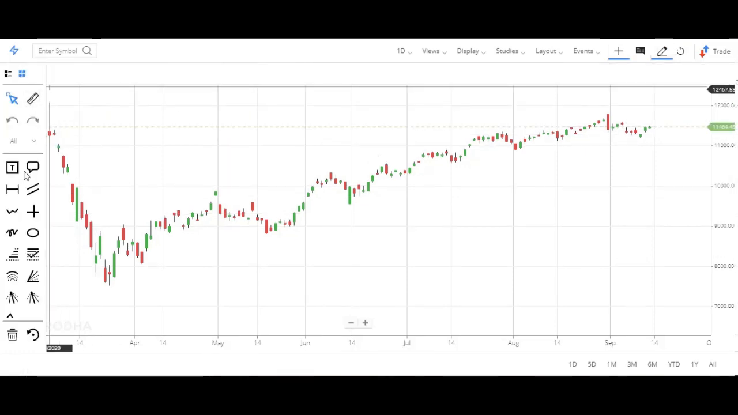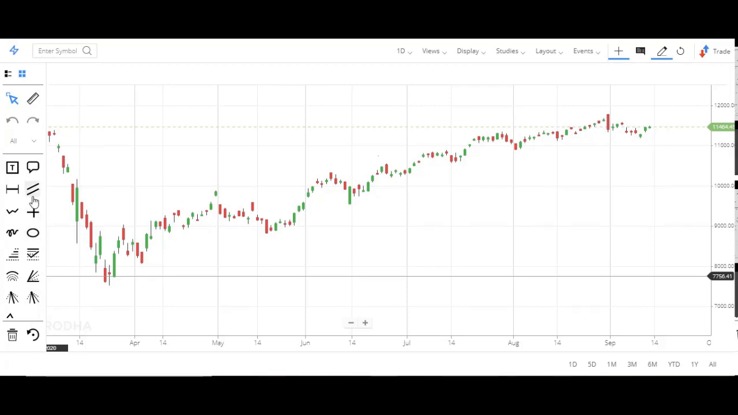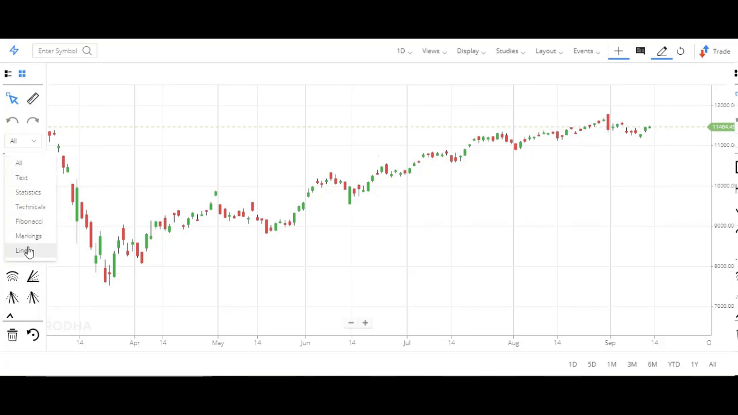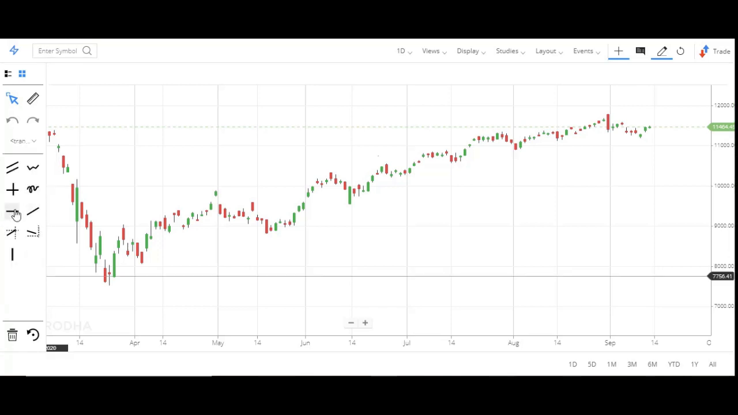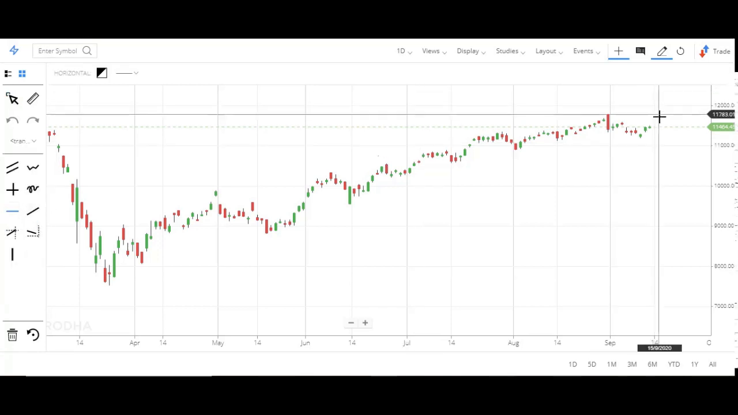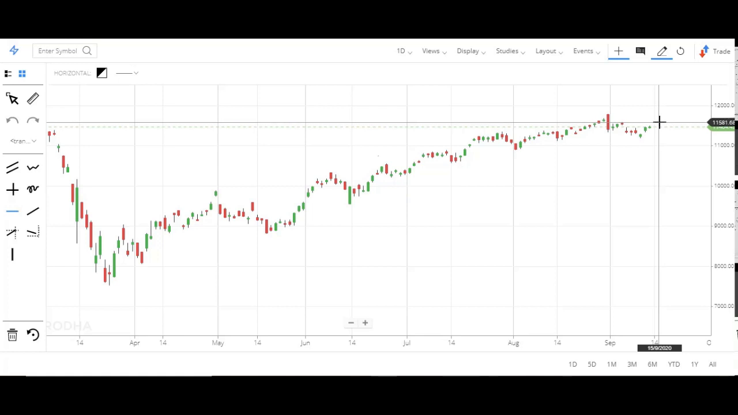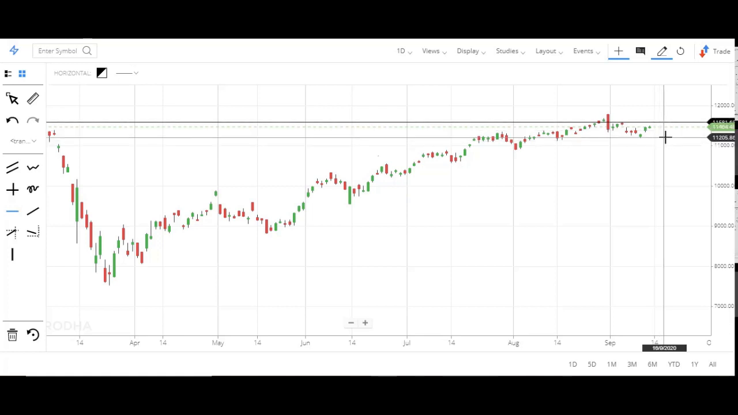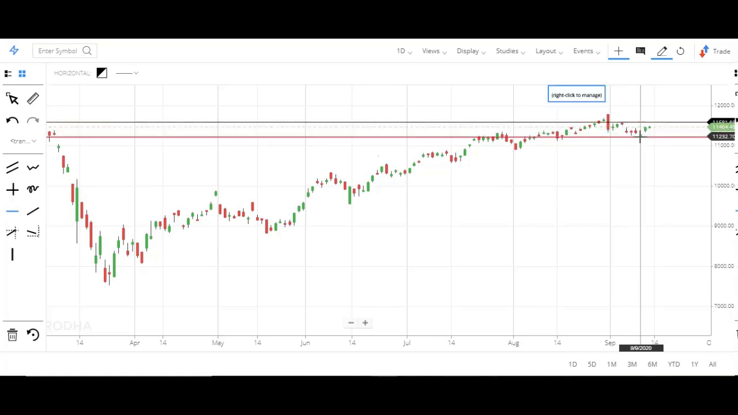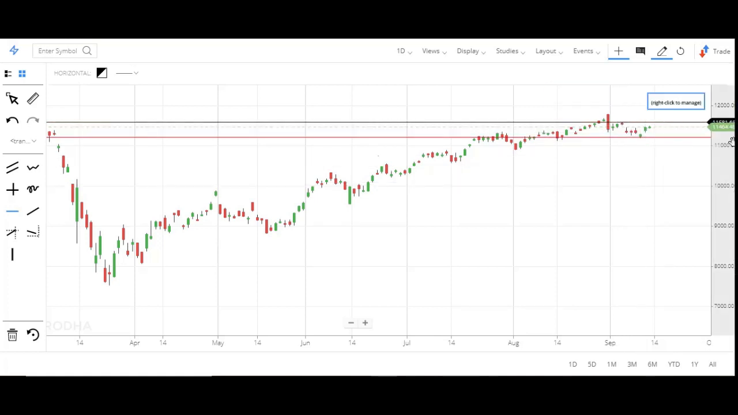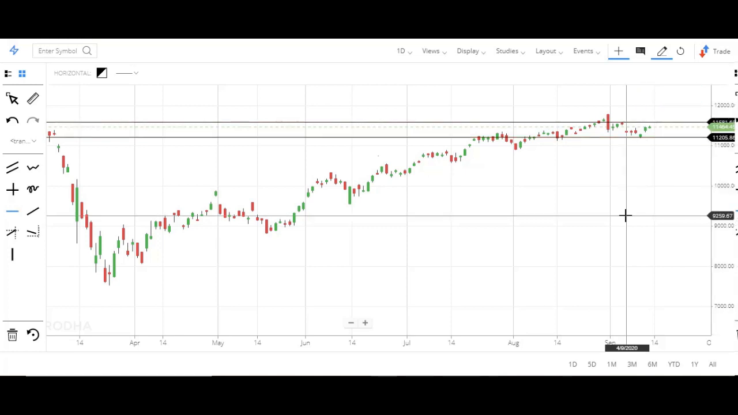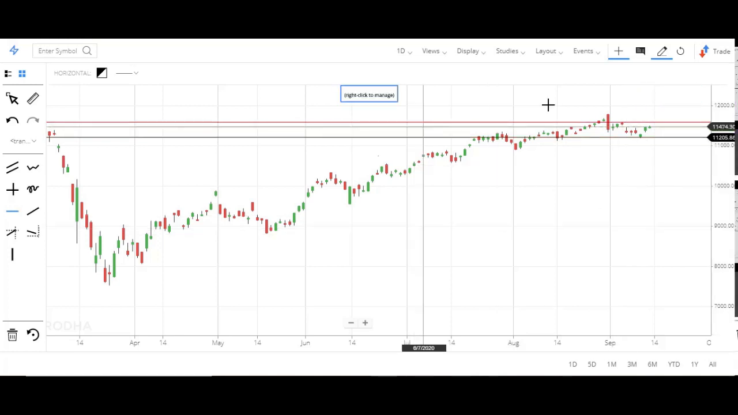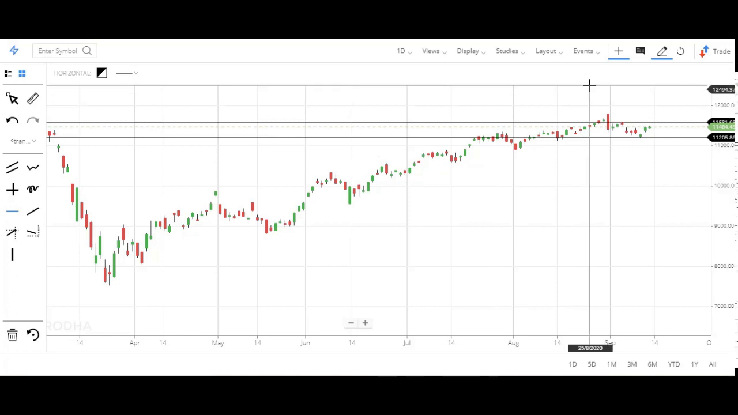Nifty's current week, once again let me look into one. Okay, so I'll be marking just a recent high and low. So this is a recent high for the current week, and this is a recent low. Here you can see 11,581 and 11,205. So this may act as support and resistance for Nifty for the coming weeks.